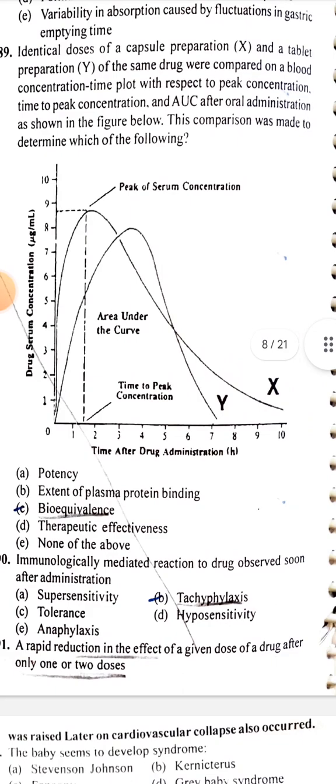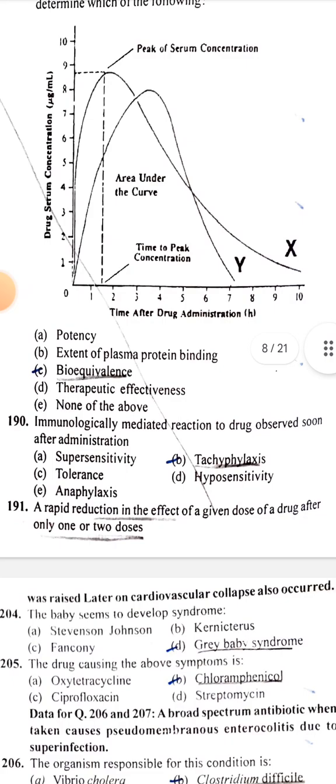Identical doses of capsule preparation X and tablet preparation Y of the same drug were compared on a blood concentration time plot with respect to peak concentration, time to peak concentration, and AUC after oral administration, as shown in the figure below. This comparison was made to determine which of the following: that is bioequivalence.